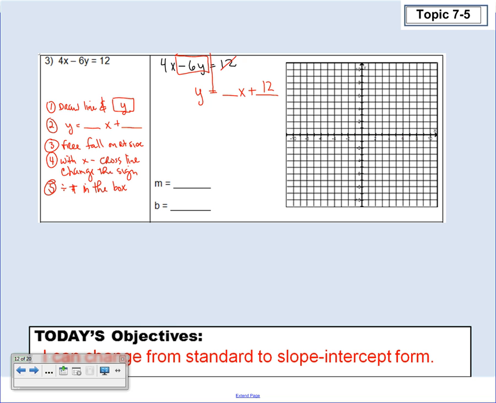We have to move the 4x. It's going to cross the line, so it changes its sign. It becomes a negative 4. And then we've taken care of the x. Last but not least is the negative 6 in the box. We divide by the number in the box.